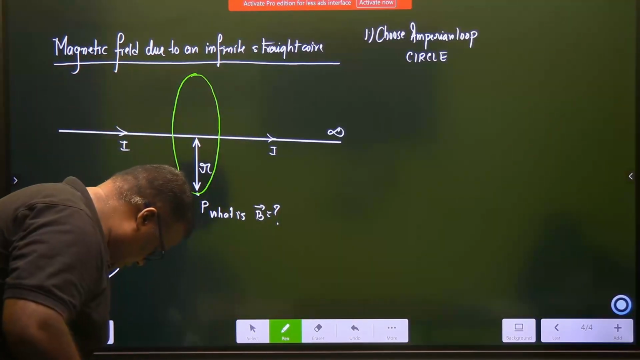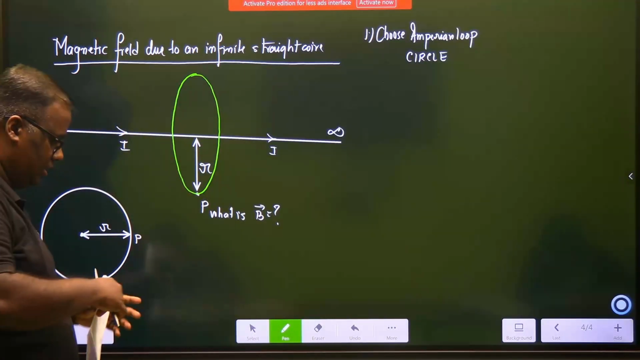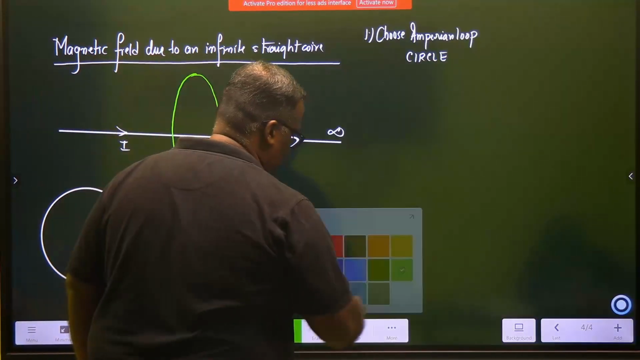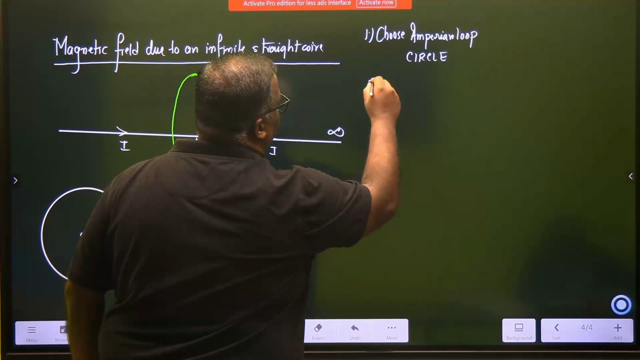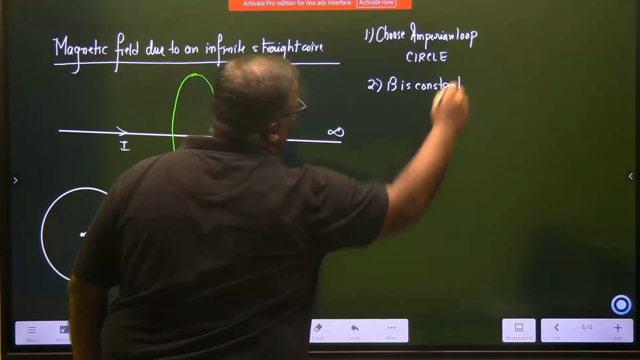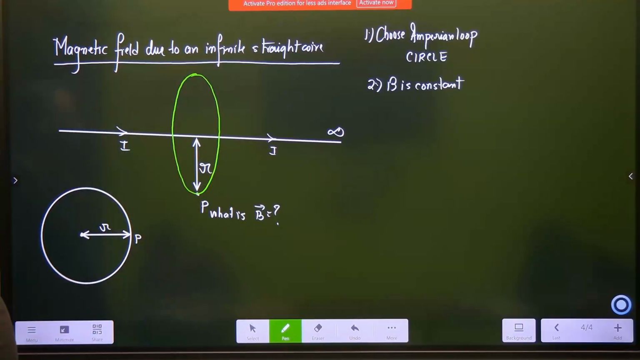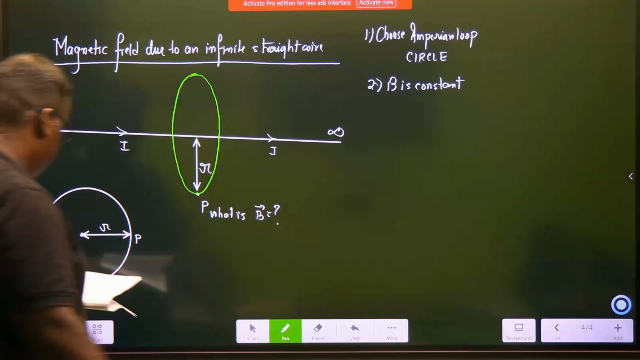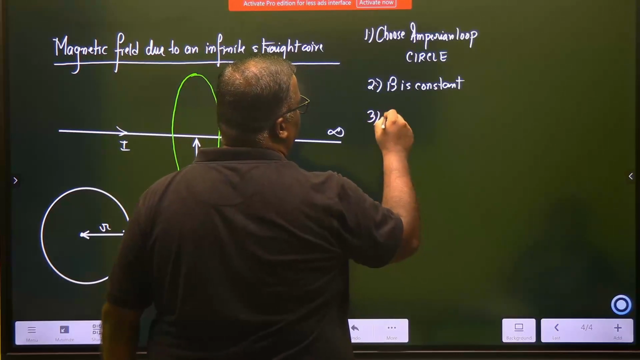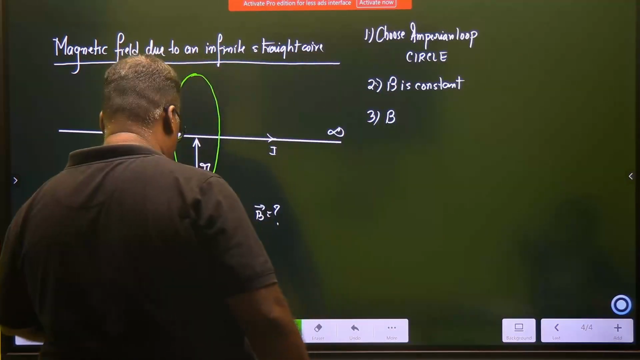Every point is equidistant from the wire. Okay. Point number 2, we write B is constant. Why is B constant? Since every point is equidistant from the wire, therefore the magnetic field at every point should also be constant. So half the problem is taken care of. You can now pull out B. B is constant, means the magnitude is constant.